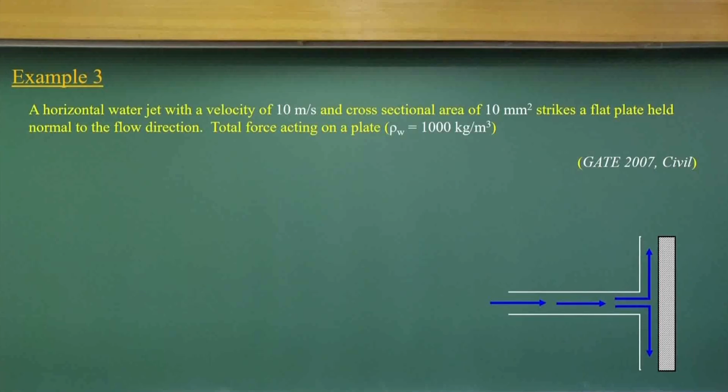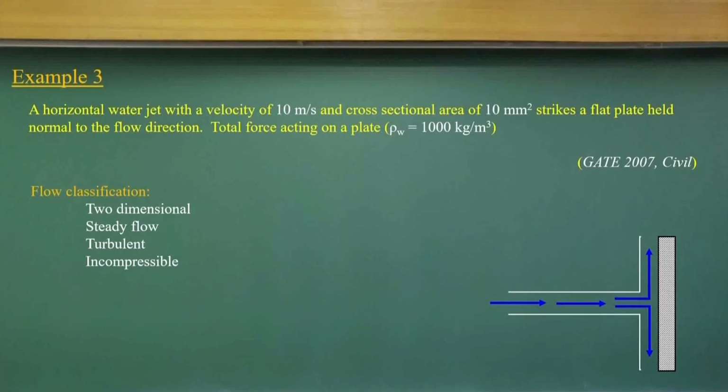Now, let us consider another problem, which is a GATE 2007 civil engineering problem. It is a very simple problem. There is a horizontal water jet with a velocity of 10 meter per second and a cross sectional area of 10 millimeter square, striking a flat plate held normal to the flow direction. What is the total force acting on the plate? That is the question.